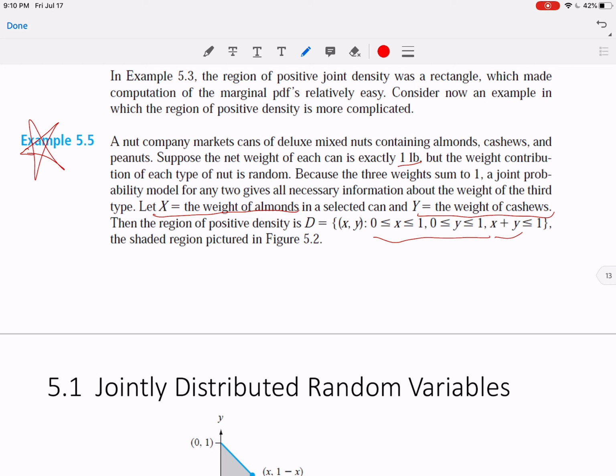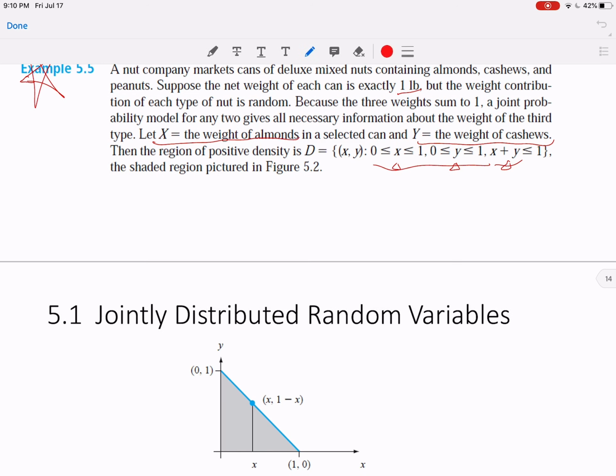Okay, now I think this is clear. So x is between 0 and 1. Y is between 0 and 1, and x plus y has got to be less than or equal to 1, okay? Because it cannot be greater than 1. So once this is clear, let's take a look at what the region looks like. So the region is going to be the region bounded by those three inequalities, right?